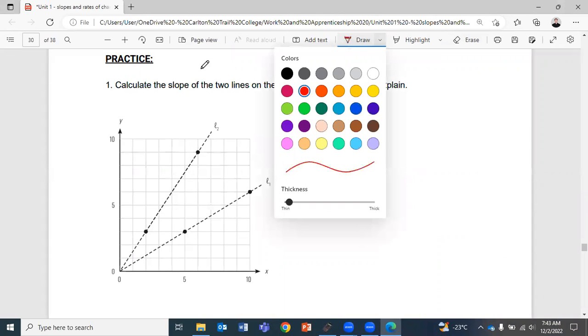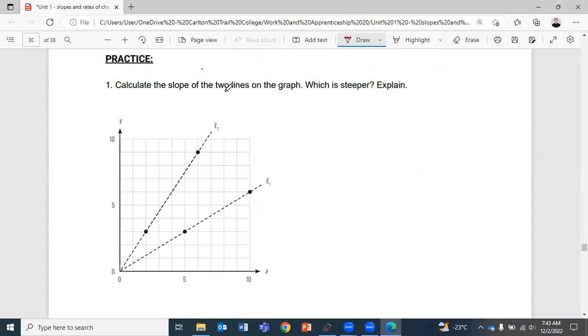Okay, so question one, calculate the slope of the two lines on the graph, which is steeper. First off, what's steeper mean? I already know that line 2 is going to be steeper just by looking at it. But I need proof of it. So what I'm going to do is let's figure out line 1 first. So line 1, see how it's L1? So line 1, I need to figure out the slope of these two lines.